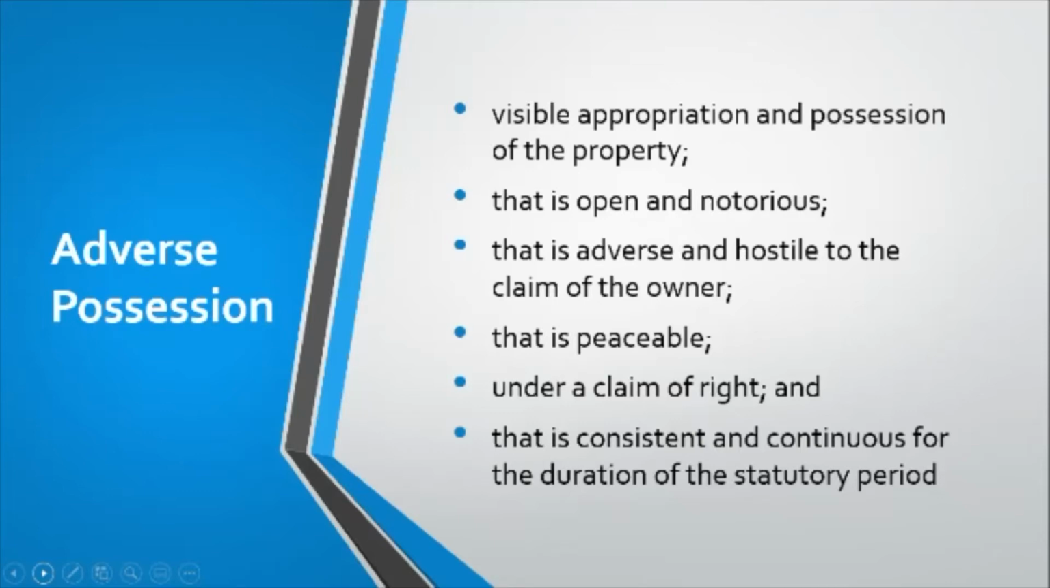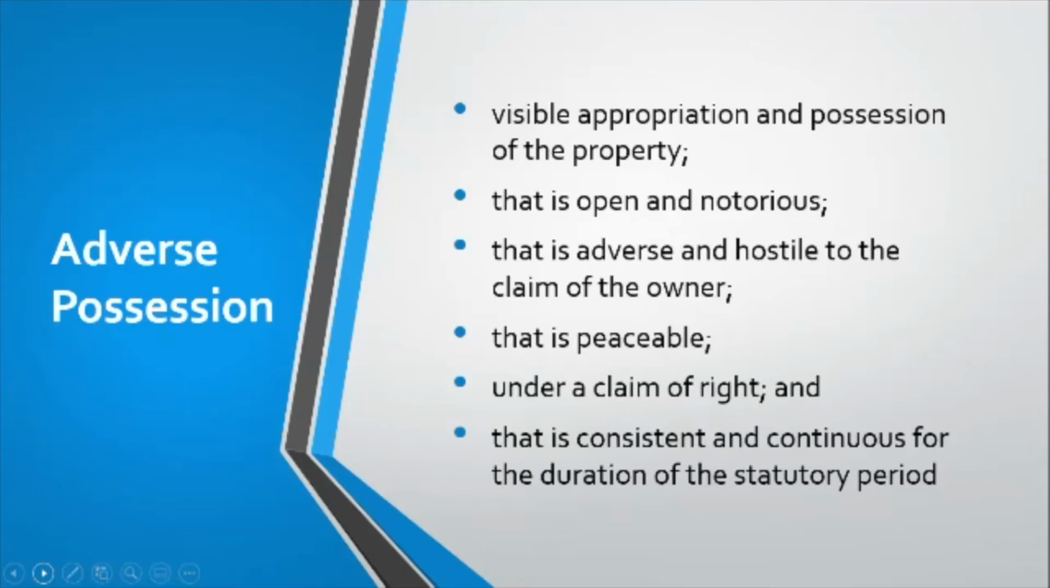Examples of common use of property include frequent use of the driveway, using the front door, or working on the land. Ultimately, the land must be used in a way that is not so secretive that a true owner would not have known about it if they were paying attention to the property.